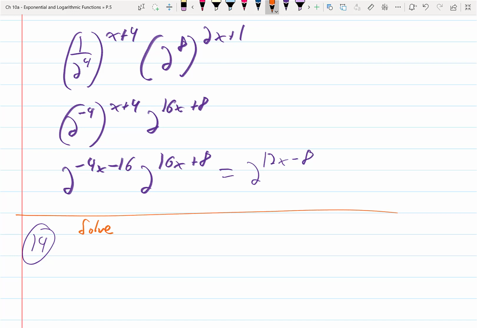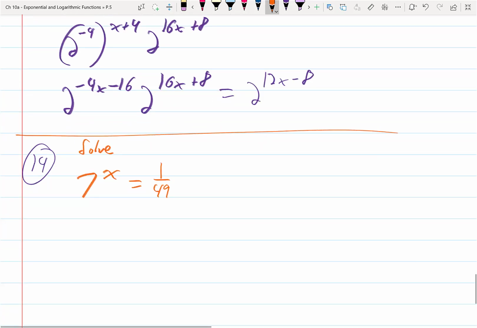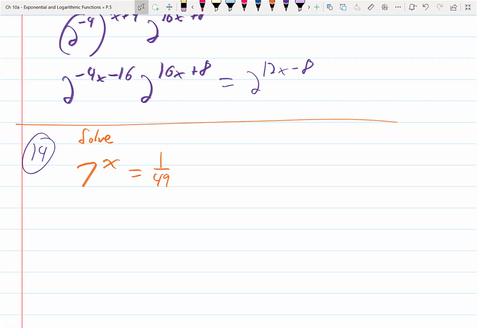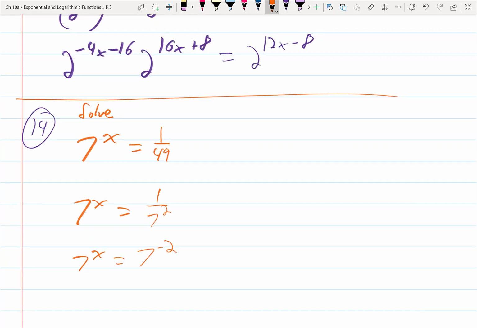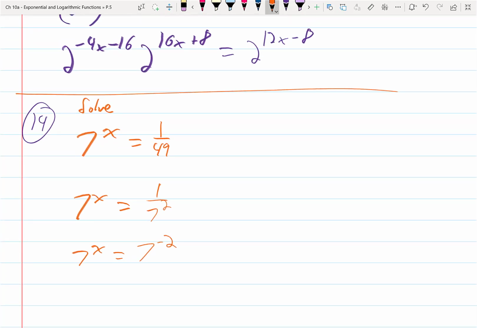Solves. 7 to the x equals 1/49. I want to do 2 problems with this, so bear with me on this. 7 to the x equals 1/49. Your goal is to make both sides be simple bases. 7 to the x is already simple. Right side, 1 over 7 squared, or 7 to the negative 2. What does x have to be? Negative 2. This is a new style of solving, but it builds on things that you guys have been doing.